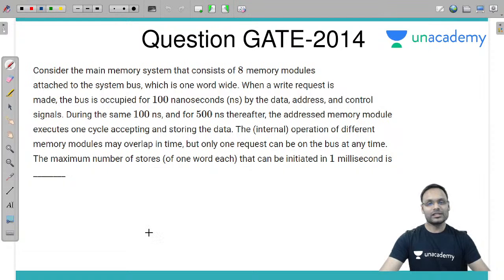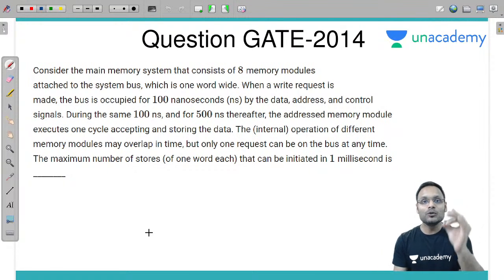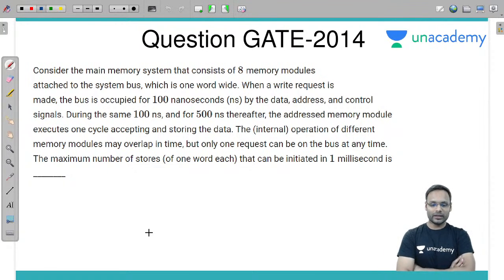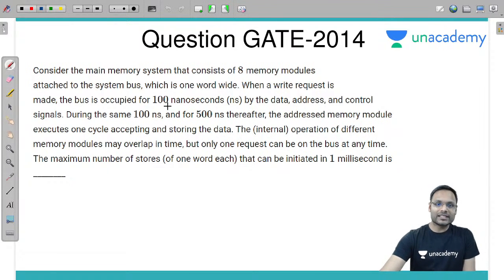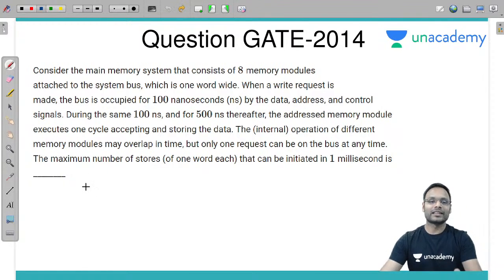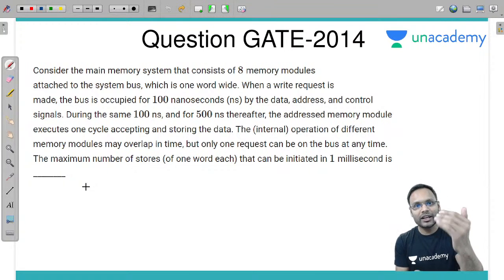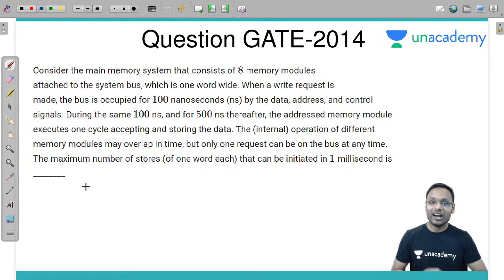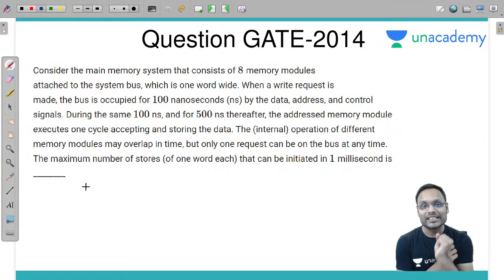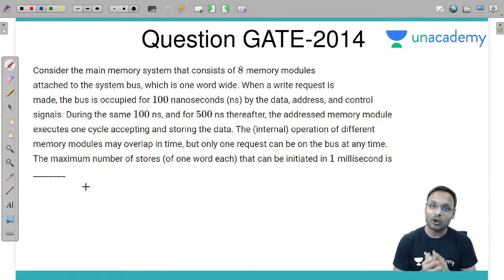When a write request is made, simple सी बात है, CPU generates read and write request for memory. So when CPU is generating the write request, what happens? Bus is occupied for 100 nanoseconds by data, address and control signals। अरे सिंपल सी बात है, if CPU is sending the write operation to the memory, of course CPU will send the address. Yes, CPU will send the data for writing. Yes, CPU will send the control signal for the write operation in the memory.